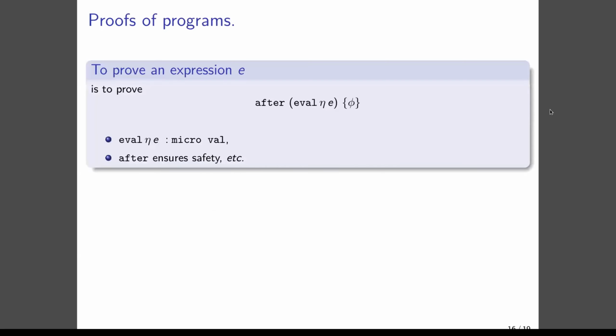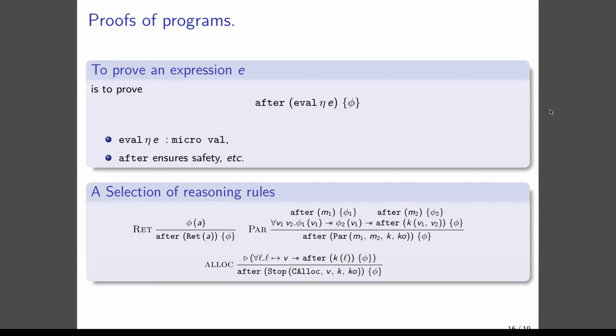And to prove an expression, we first evaluate it. Remember the toy module, we evaluated the module and stopped at some points; here it is the same. We evaluate the expression E into a computation of an OCaml value, and then we prove that this computation is safe, and that after this computation, some post condition will hold. And this after predicate will ensure everything we wanted to prove about our modules and expressions.